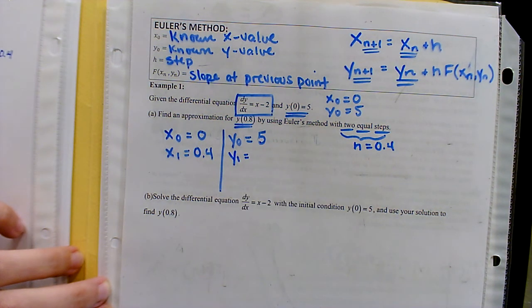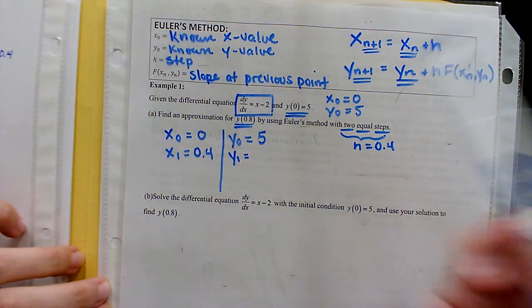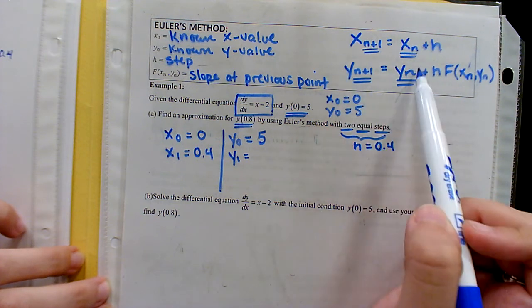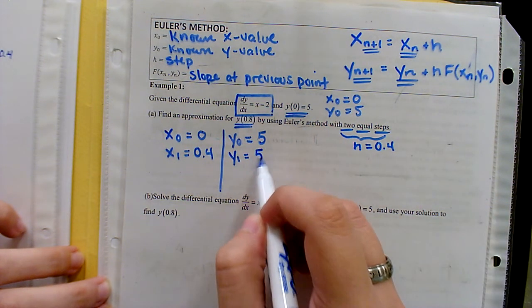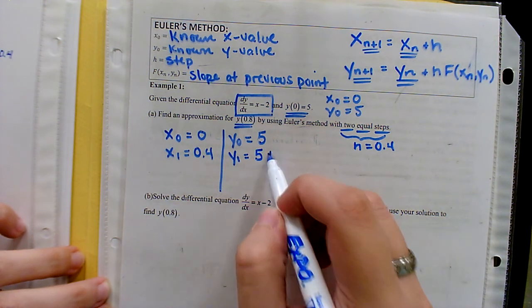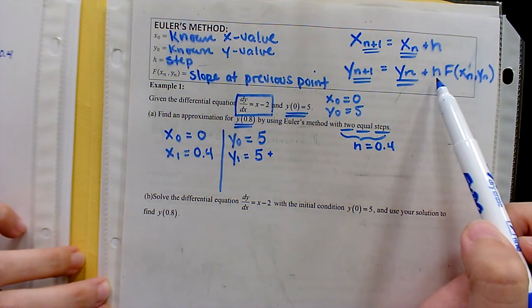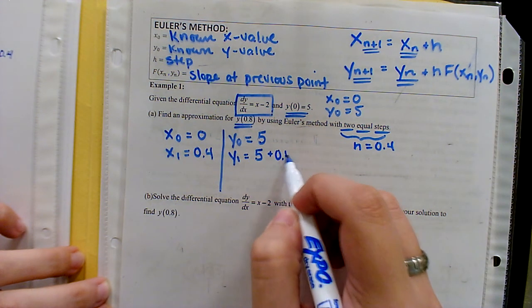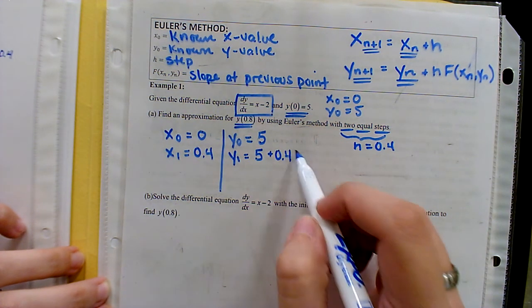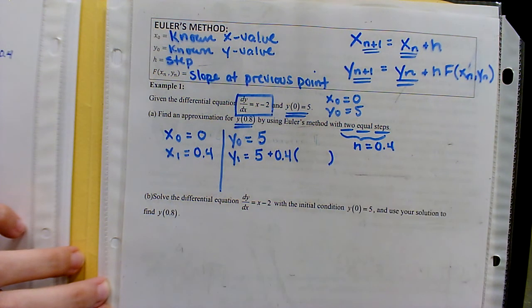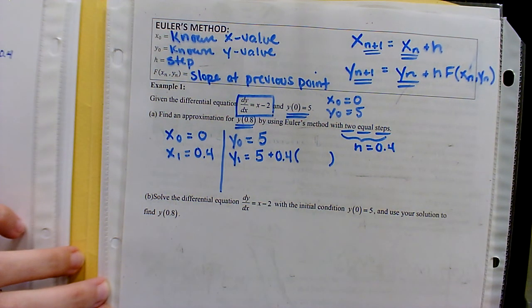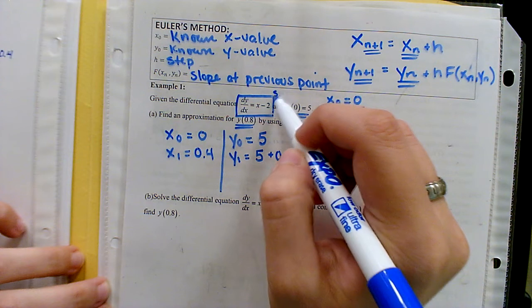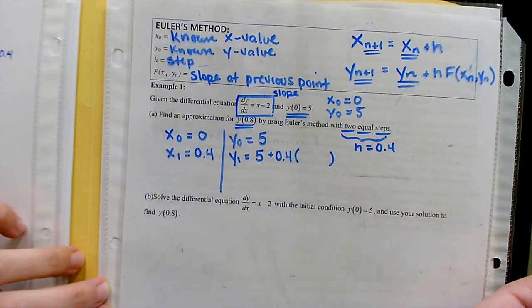All right, let's go ahead and try to find the new y value. To figure out the new y value, you have to take the previous y value, which we said was 5, and add the step times the slope from the previous point. So we said the step was 0.4. How can we figure out the slope from the previous point? Do we know something that represents slope? What do you think, Caitlin? Use the equation up top. There we go. Okay, your derivative equation, aka slope equation.